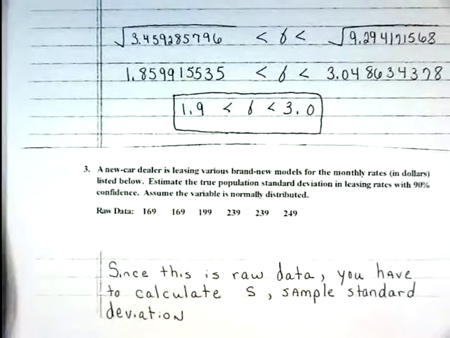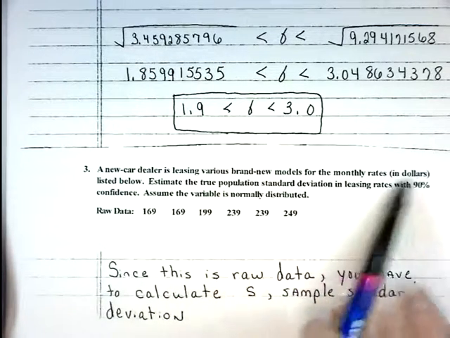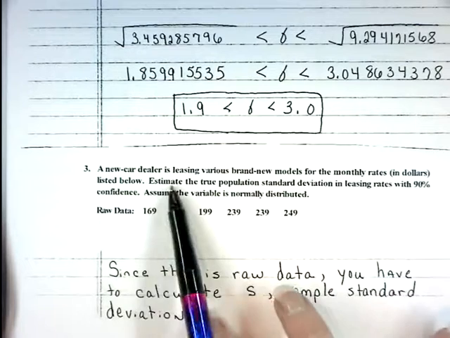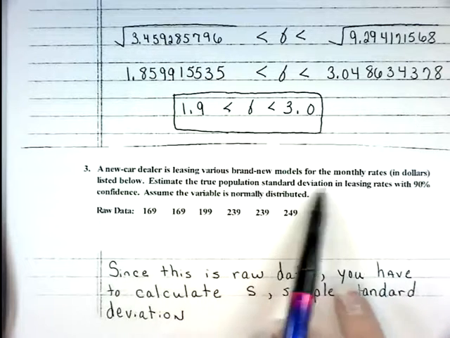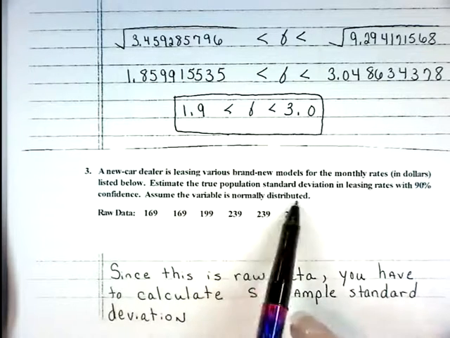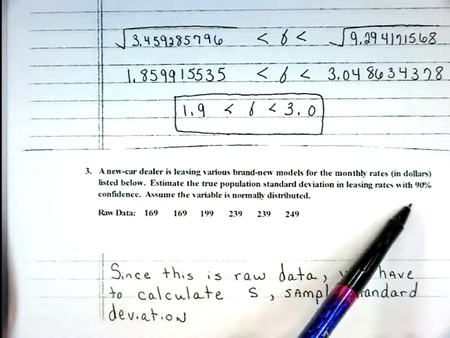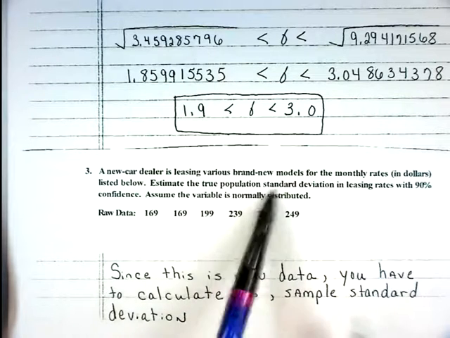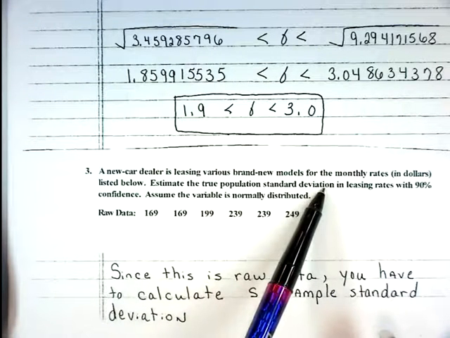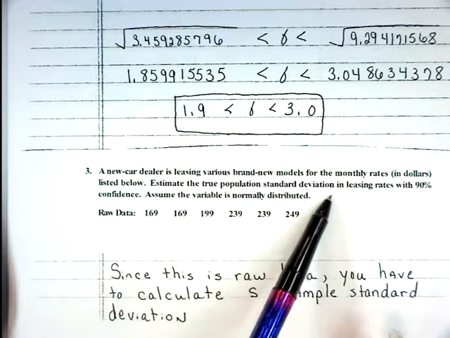The next problem is the last problem, and it's raw data. A new car dealer is leasing various brand new models for monthly rates in dollars. Estimate true population standard deviation in leasing rates with 90% confidence. Assume the variable is normally distributed. This is the same thing as saying find the 90% confidence interval for true population standard deviation. We don't have to do the true variance this time. It's just true standard deviation.